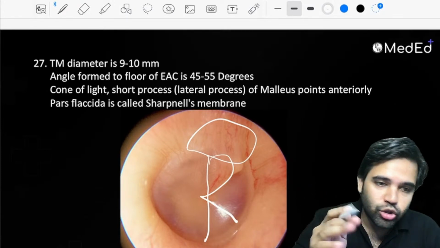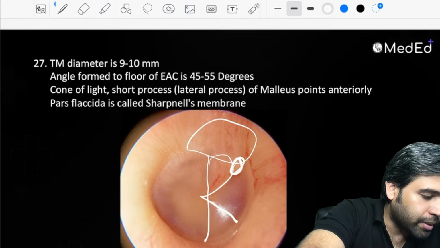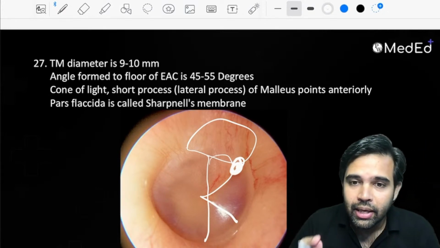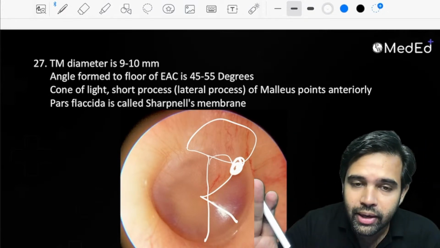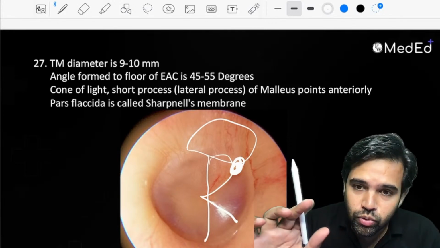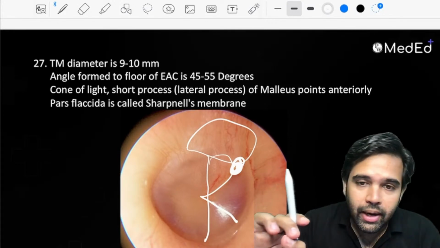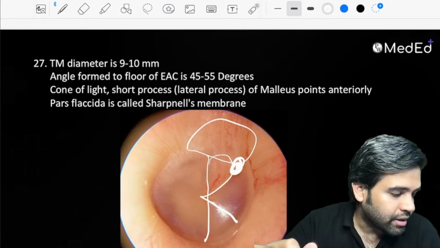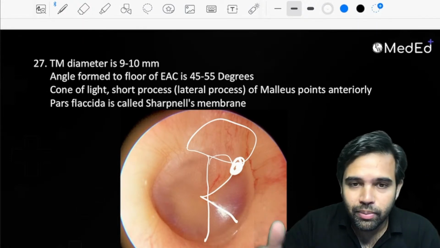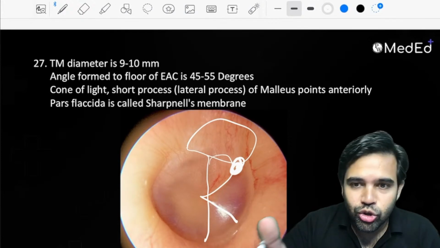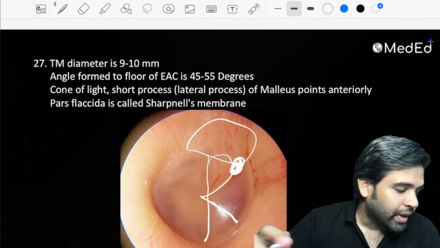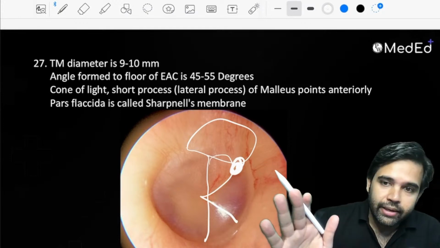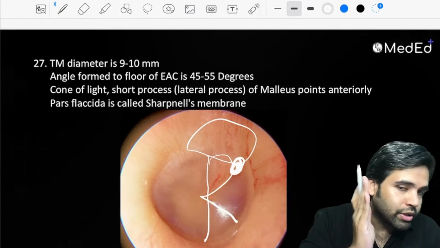Cone of light and the short process, this is the short process of the malleus or the lateral process of the malleus. The bony structure doesn't always go away. Even if the drum has got total perforation, you will see the short process of the malleus, also called a lateral process. You have to say both repeatedly, just like nowadays you have to when addressing everyone. This also prefers to be addressed as short and lateral. And so this will always be anterior. Anterior means front. So this will be the right ear.